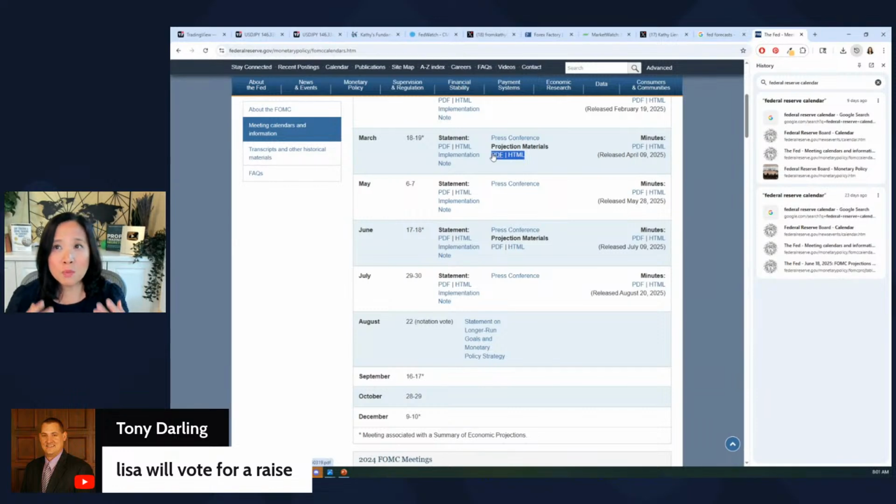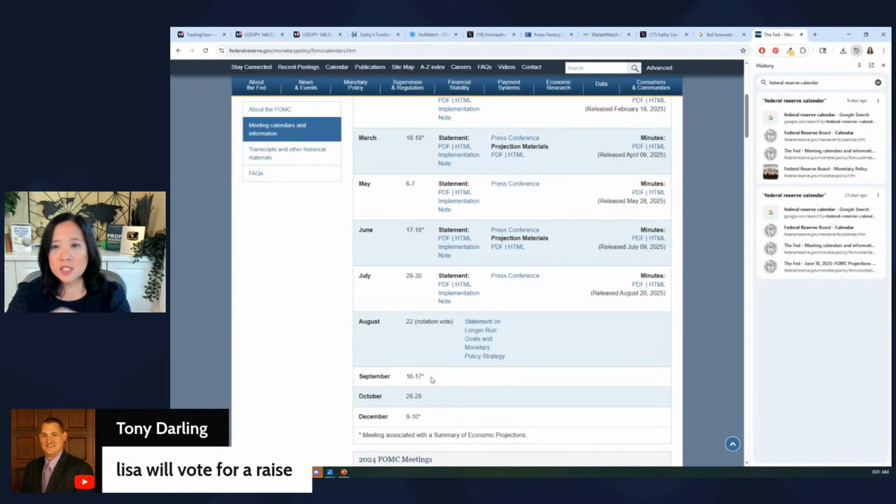These are the most important meetings of the year because, first off, a lot of work goes into producing these economic projections. So these are the meetings where the biggest changes are generally made. And that is why everyone is zeroing in on this meeting in September.